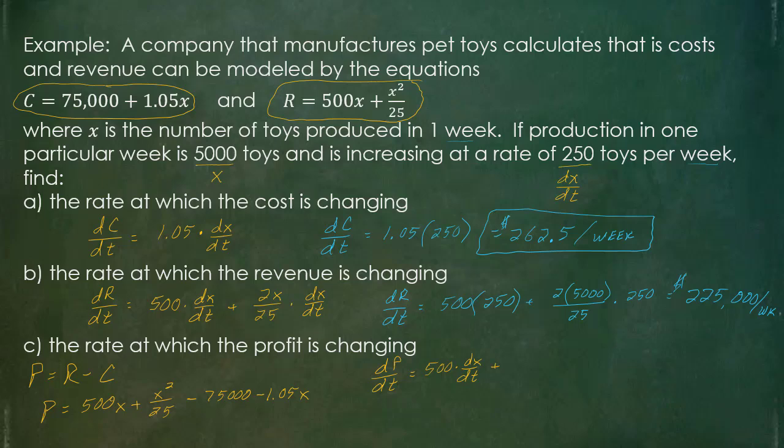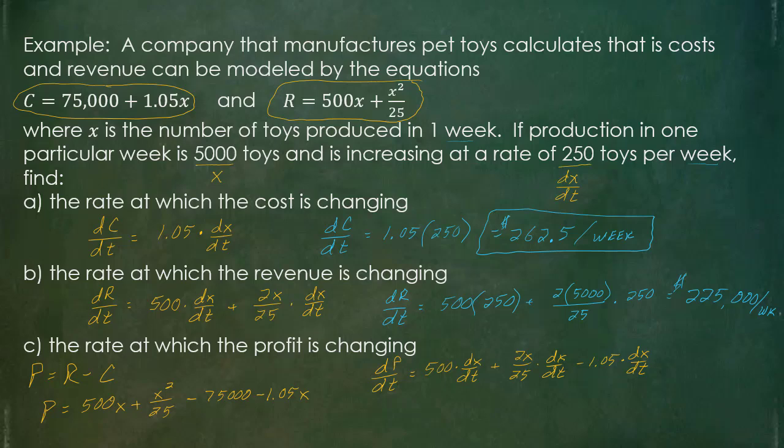Then plus, this one's going to be for x squared over 25. That would turn into 2x over 25, then times dx over dt again. Then I've got minus a constant, so that would go to 0, and then minus the 1.05x, which the derivative of that would just turn into dx over dt.